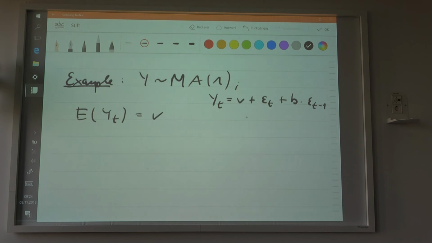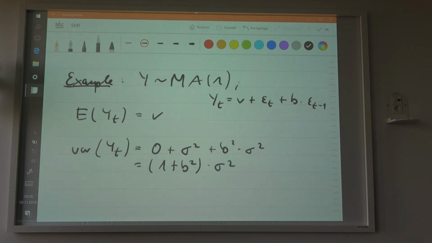Because the expectations of the white noises are going to be equal to 0. So the variance of the process, what you see is the variance of a sum is going to be the sum of the variances. So the variance of the constant is going to be equal to 0. The variance of the white noise is going to be equal to sigma squared, and b times the white noise is going to have variance b squared times the variance of the white noise. So this is going to be equal to 1 plus b squared times sigma squared for the variance of the white noise.